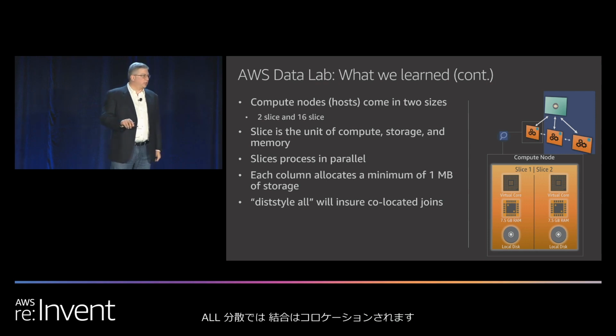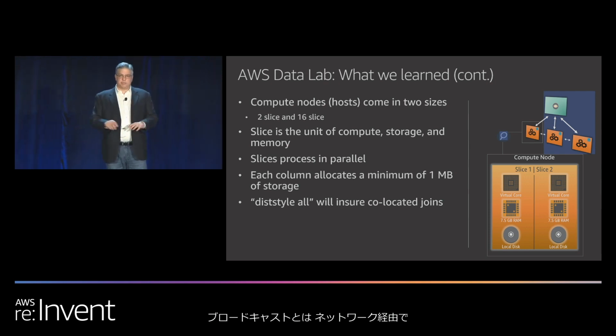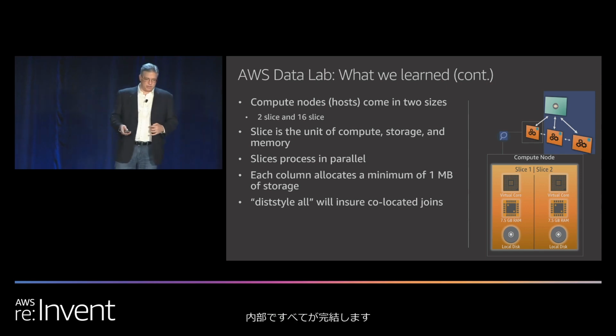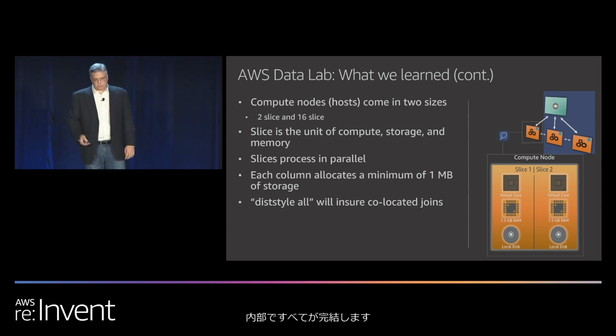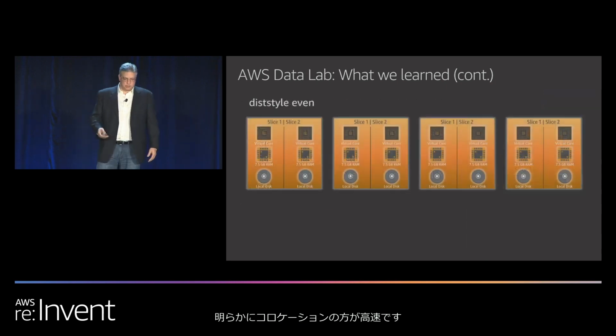DISTSTYLE ALL will ensure co-located joins. There's two types of joins, co-located and broadcast. Broadcast means you're transmitting data across the network. Co-located means everything's happening inside one of these compute nodes. Obviously, co-located is faster. Okay?